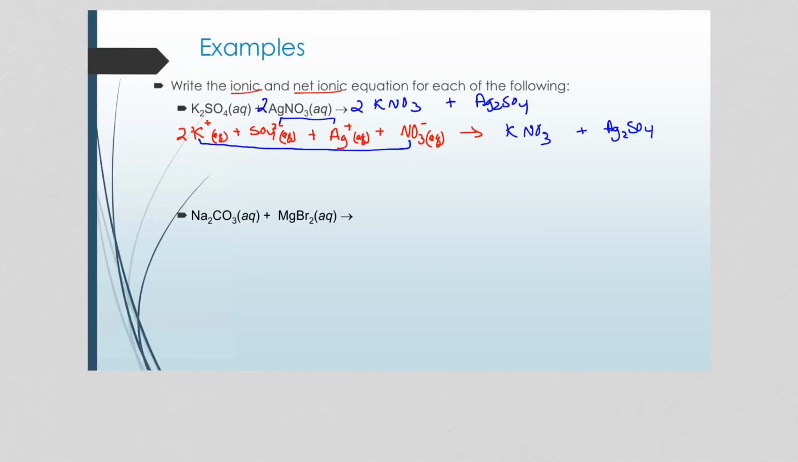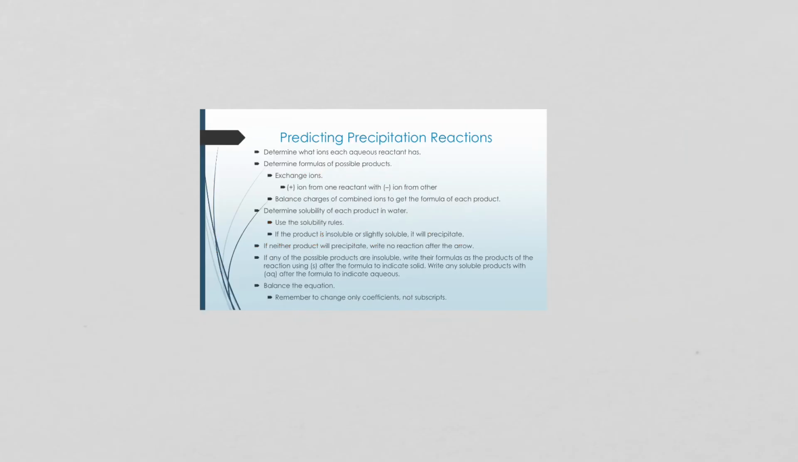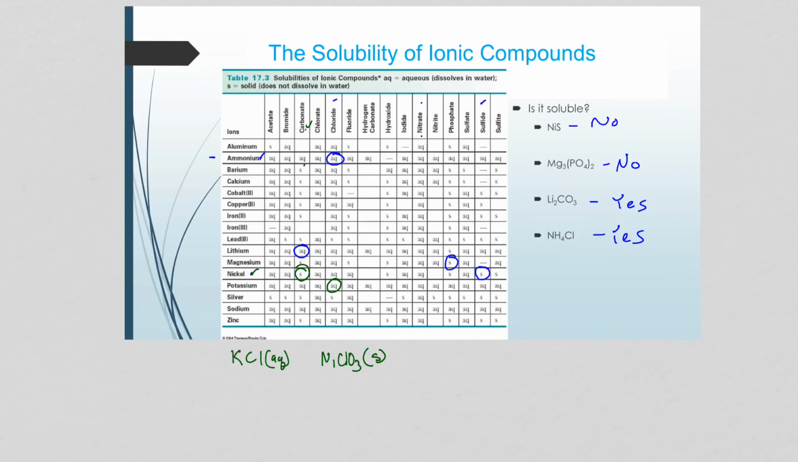Now I'm going to check my solubility. So let's flip back to our solubility table. And again, we had KNO3. So I'm going to look for my nitrate up here. And I'm going to look for potassium right here. And I'm going to see that it's aqueous.